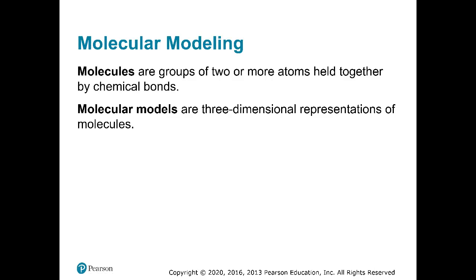Molecular modeling, so molecules are going to be groups of two or more atoms that are held together by chemical bonds. Molecular models are going to be three-dimensional representations of these molecules. And we use these because we actually did manage to take a picture of a molecule just recently. That did happen. But it's so expensive and so time-consuming that when it comes down to thinking about molecules and what matter's made of, we have to use models and we have to use abstractions. They're just so different than how you think of the world around you.